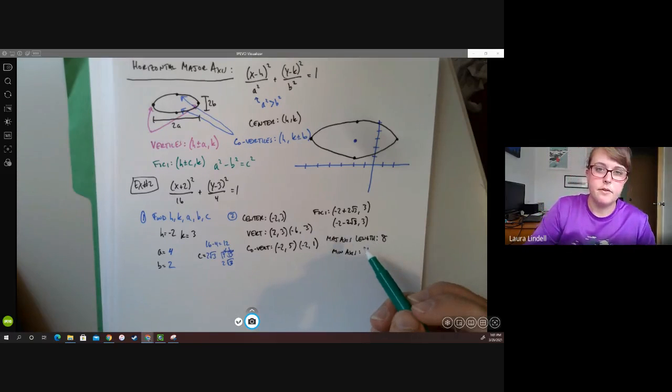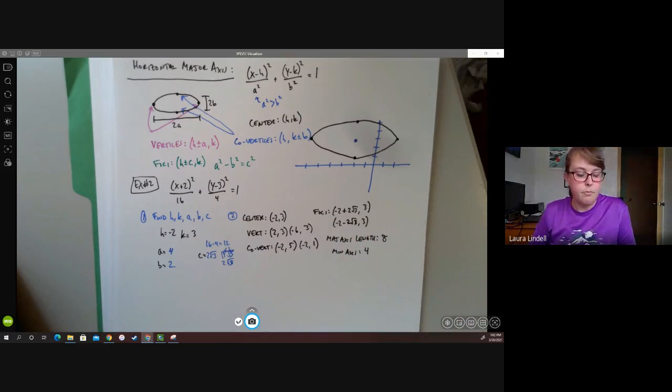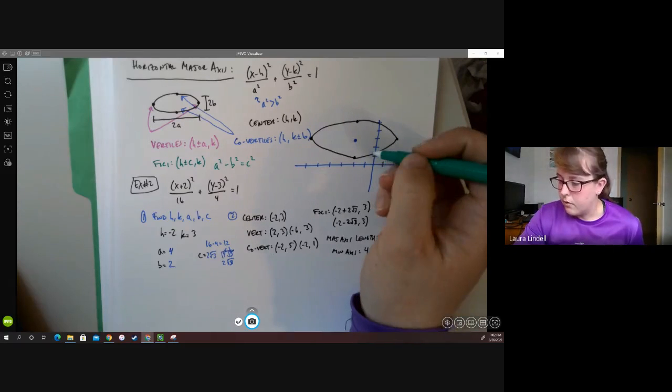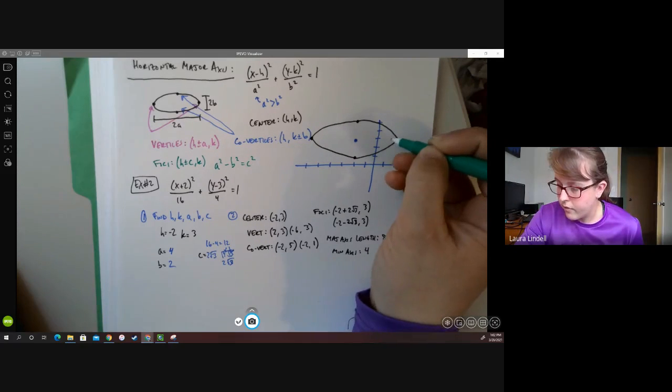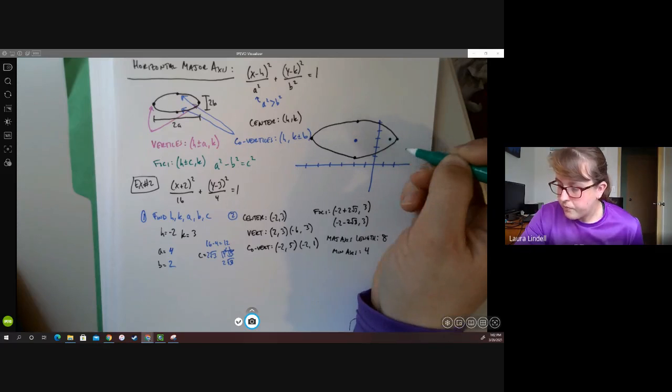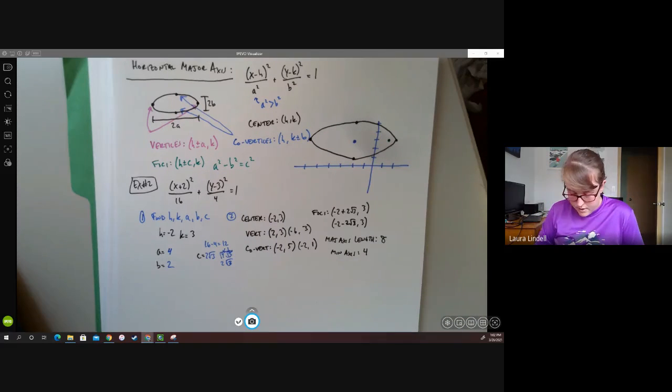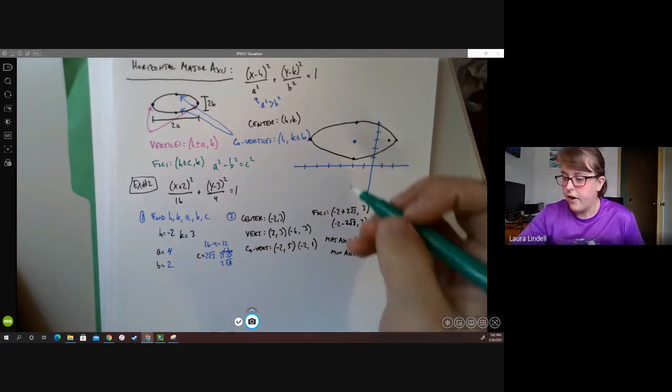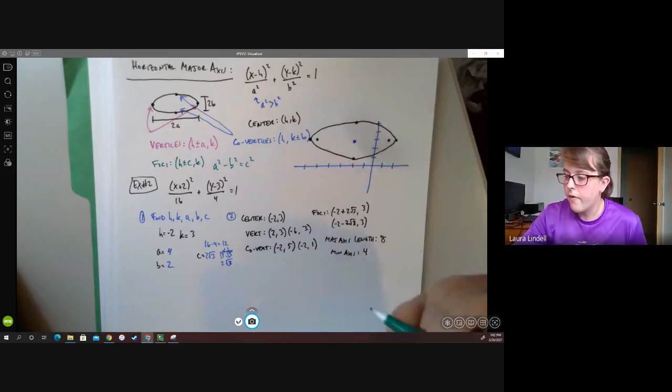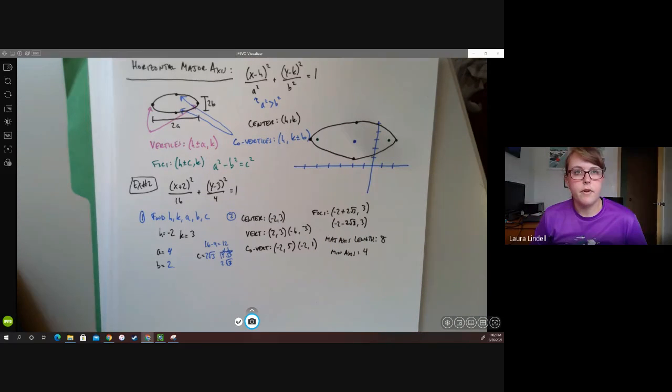Because graphing things where you have an exact value here, if you really want to draw it on a graph, you can approximate the value by figuring out -2 plus 2 root 3 in the calculator, which is about 1.5. So we'd go over about 1.5, up 3. And then -2 minus 2 root 3 is about -5.5. So it would be somewhere around here for your foci.